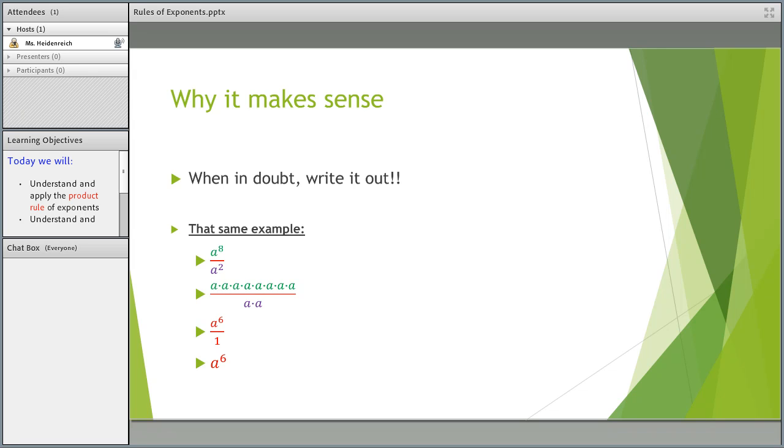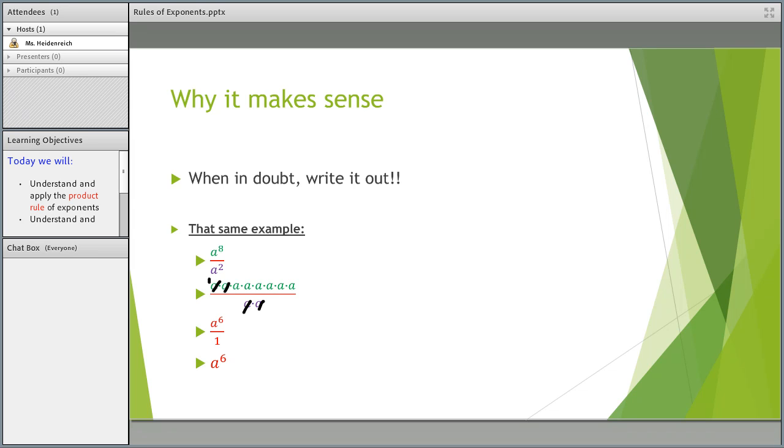Now, why this makes sense: if we write it out, so when in doubt, you can write out any of these problems. If I have 8 a's in the numerator and 2 a's in the denominator, then here's what happens. If you're multiplying things in the numerator and denominator and you're not adding or subtracting anywhere, you can divide them out. So a divided by a is 1. A divided by a is 1 again, and all of a sudden all of my a's in the denominator are gone. And I have 6 a's left in the numerator.